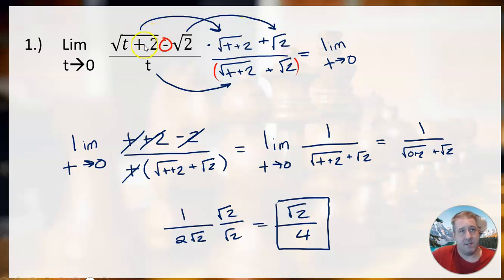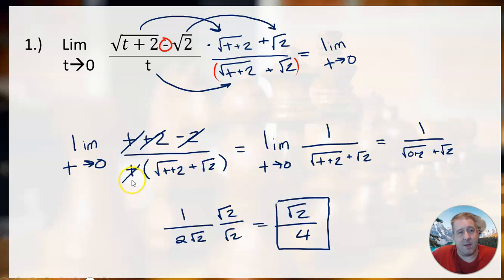This times this would be t plus 2. And square root of 2 times square root of 2, well, once again, square root of 2 squared, the square root and the squared cancel each other out. They're inverses of each other, so we're just left with negative 2. The plus 2 and the minus 2 are going to cancel each other out. That's why I crossed them off here.